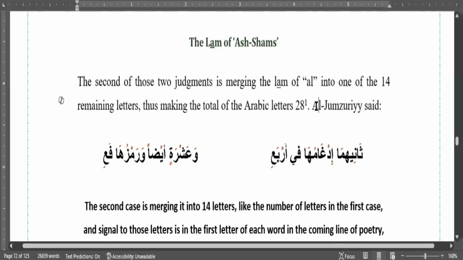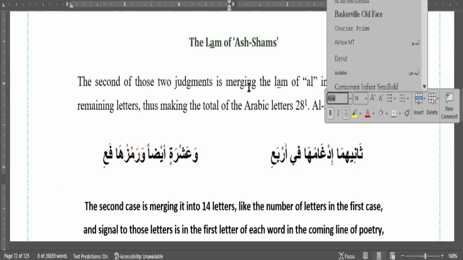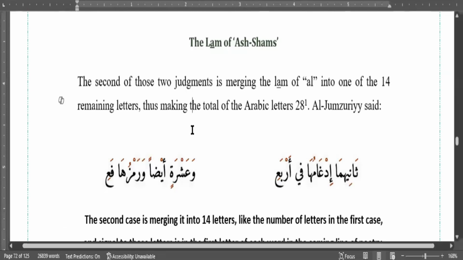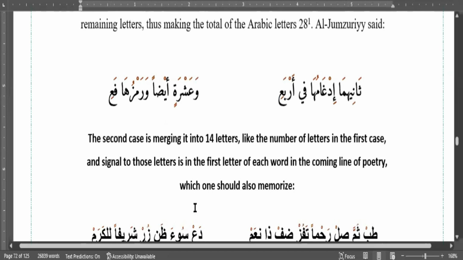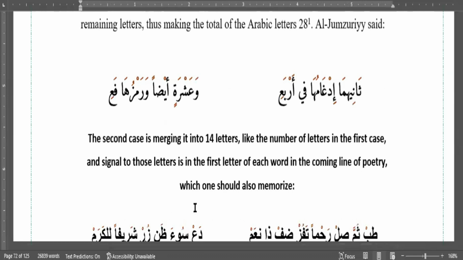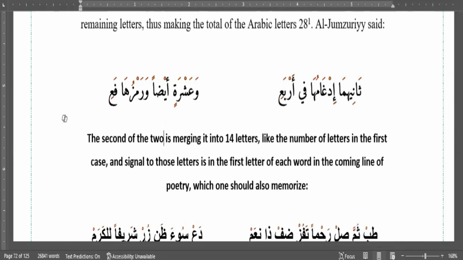Al-Jazariyyah said ثانيهما إدغامها في أربع وعشرة أيضا ورمزها فعي. The second case is merging it into 14 letters. ثانيهما, meaning the second of the two. إدغامها is merging it. في أربع وعشرة, into 4 and 20, meaning 14 letters. أيضا, also, meaning like the number of letters in the first case. وَرَمْزُهَا, and the signal to those letters is fa'i, meaning memorize it. Memorize the signal to those 14 letters.